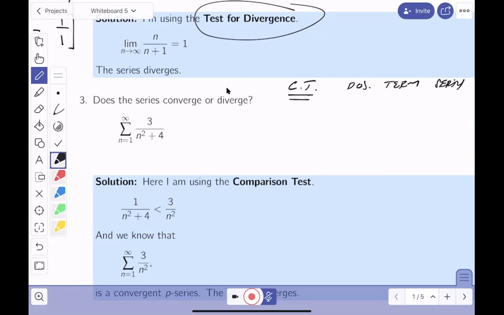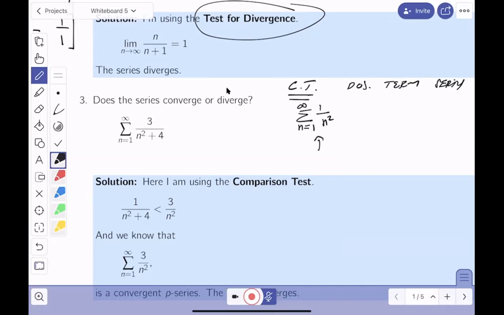How do I know that? Look at it. It's 3 divided by n squared. It's positive term. All right. So what's a good comparison for this? I'll be honest with you, I have to look at it. So I'm going to say a good comparison for this would be a p-series. And the p-series I want to use is one that looks like that. So this would be 1 over n squared.